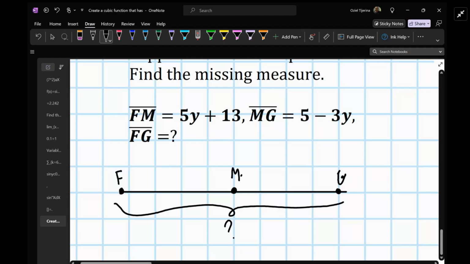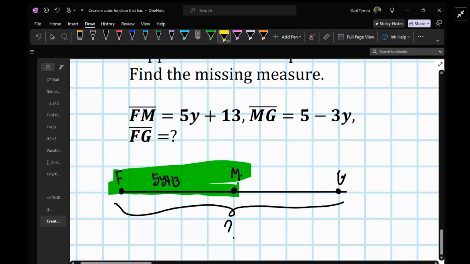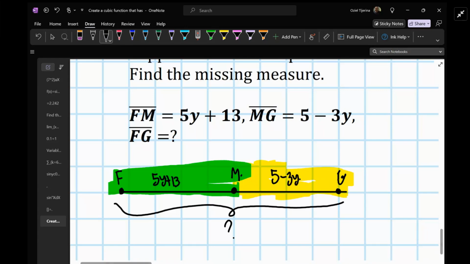But we're given two things. We're given that FM is 5y plus 13, so we can put that here. And we're also given that MG is 5 minus 3y, so just put that here, right? And we need to know what is FG. So really, we need to know what this entire thing is.